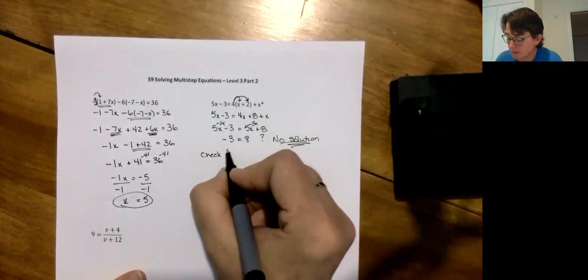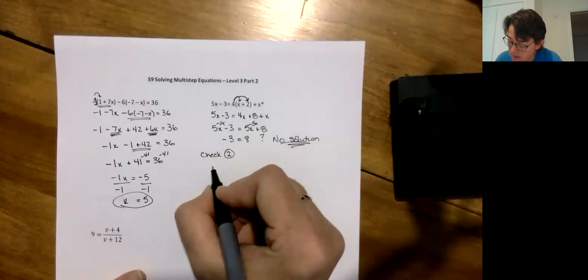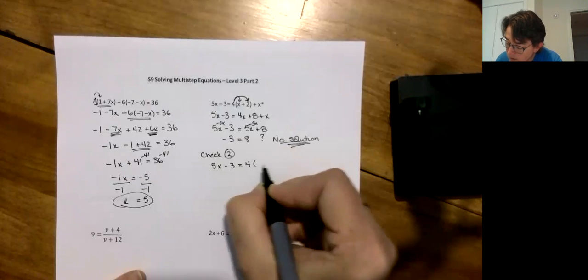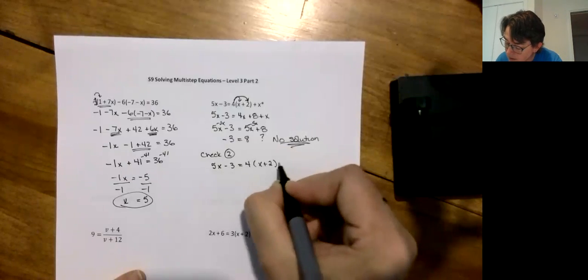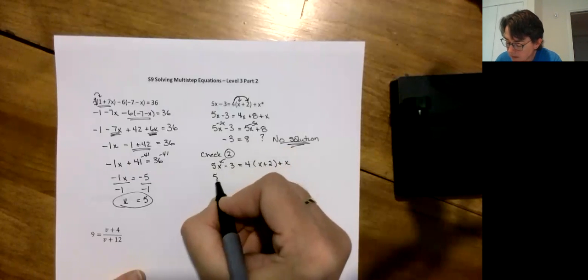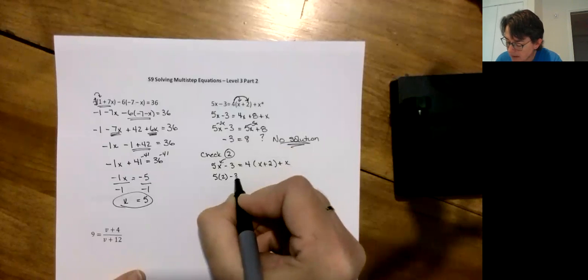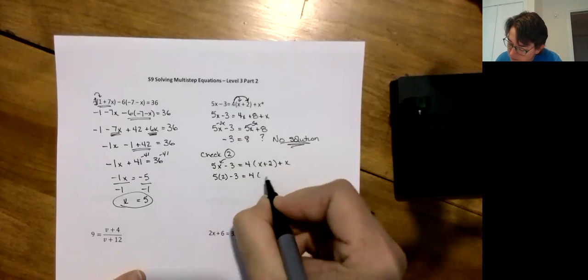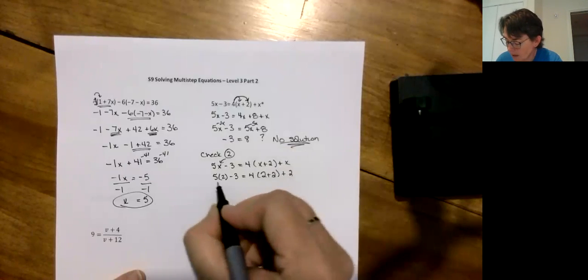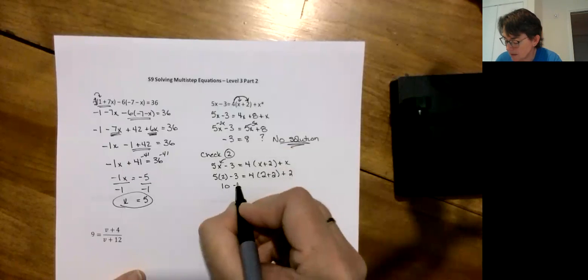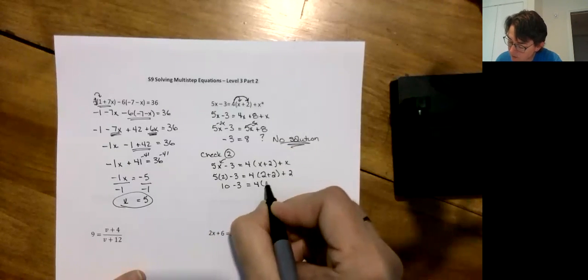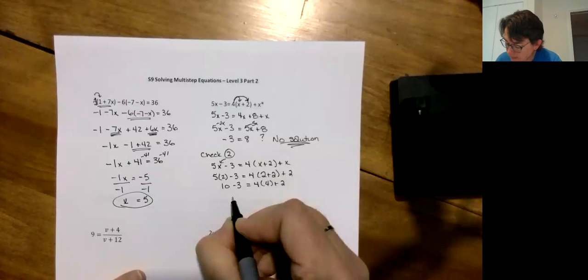Let's pick a number. Let's pick 2. Let's pretend that's our answer. So we go 5x minus 3 is equal to 4 times x plus 2 plus x. If we put a 2 in there, 5 times 2 minus 3 is equal to 4 times 2 plus 2 plus 2. 5 times 2 is 10 minus 3. We're still doing bed math here. 2 plus 2 is 4 plus 2.